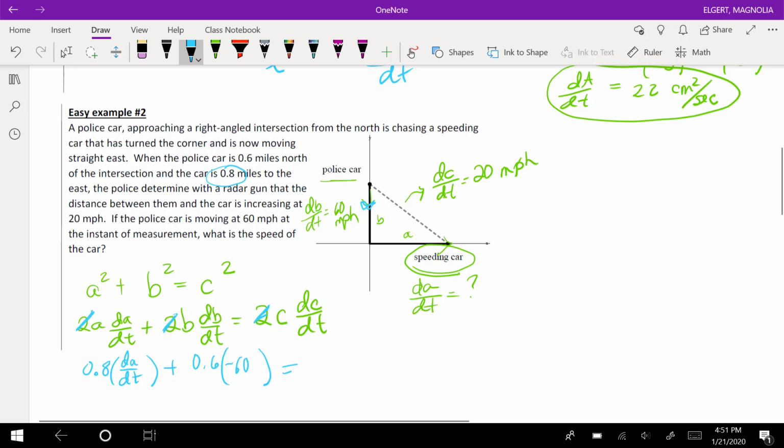How fast is this distance, that hypotenuse, changing? That's 20. So now we need to find C. Remember, it's a triangle. This side is 0.8, this side is 0.6, and if you do the Pythagorean theorem, this side would just be 1.0 or 1, because A squared plus B squared equals C squared. So then you have to solve for dA dt.